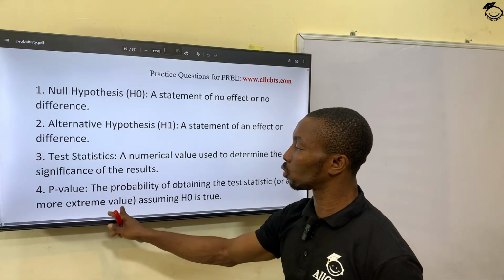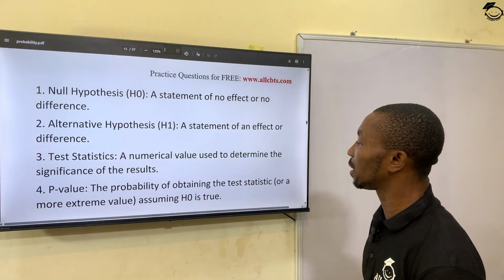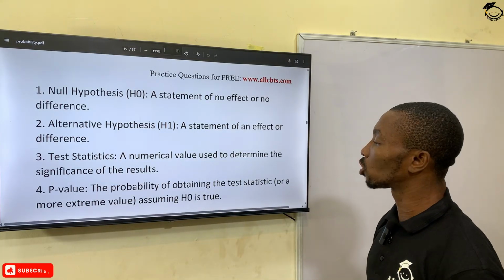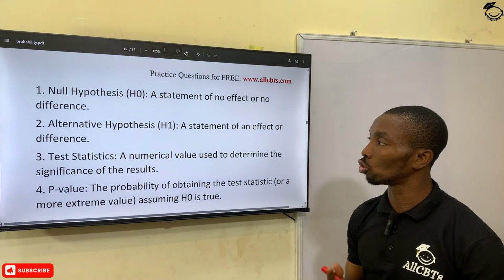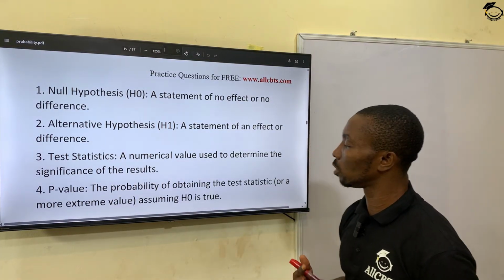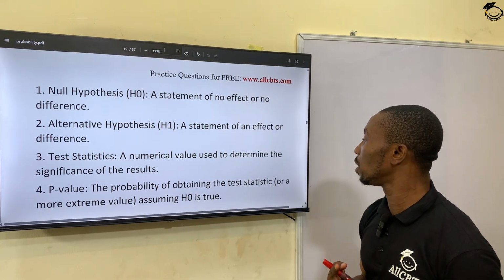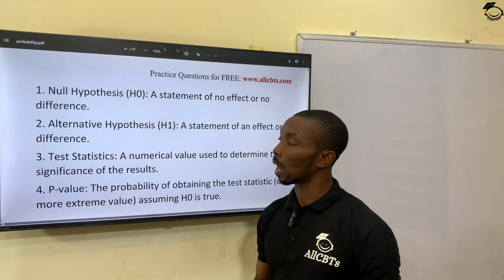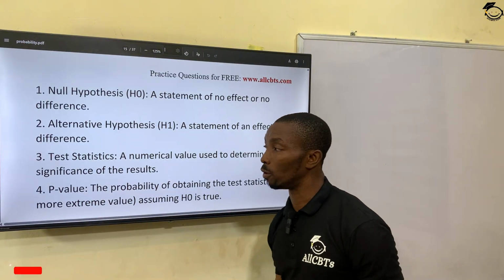Okay, next we'll be looking at the p-value. Now, the p-value is the probability of obtaining the test statistics or a more extreme value, assuming that our null hypothesis is true. Okay, that gives us our p-value. When we assume that our H0, which is the null hypothesis, is true, what will be the test statistics at that point? That will give us our p-value.